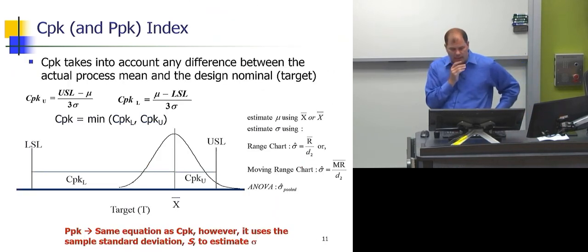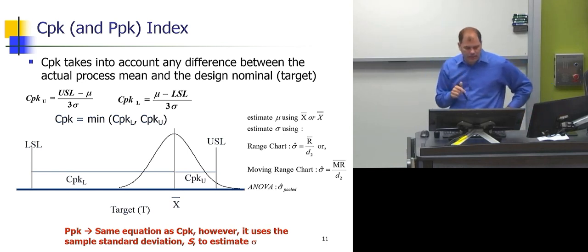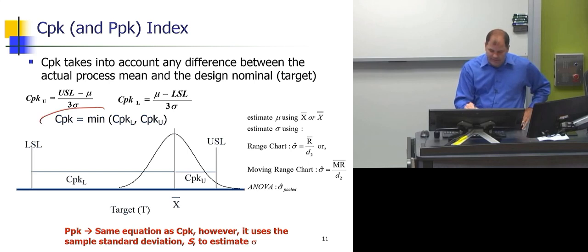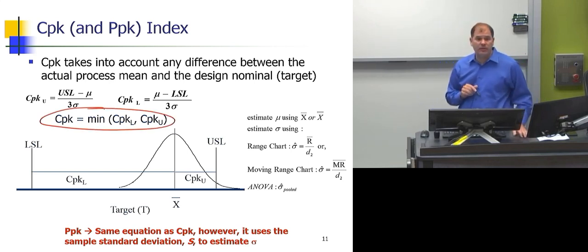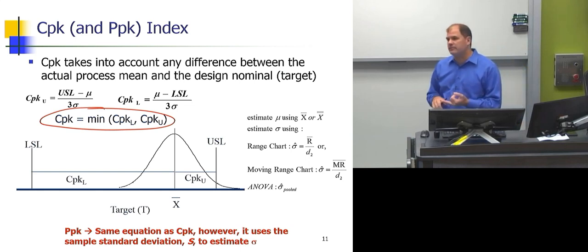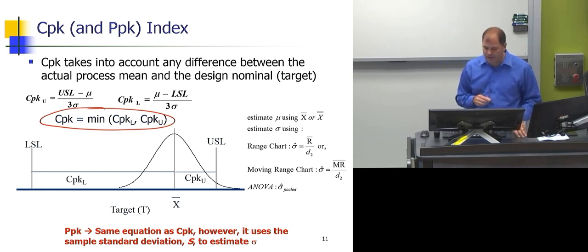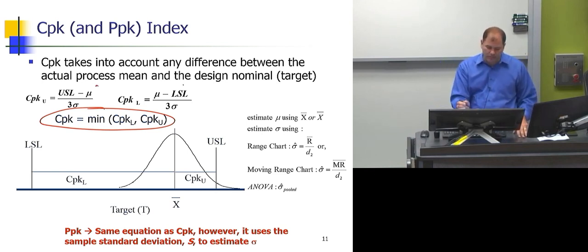Now, I want to take into account the mean. When I want to take into account the mean, I'm going to do a CPK formula. Go through that first. CPK formula is going to be the minimum of the CPK lower and the CPK upper. CPK upper is relative to the upper spec limit. CPK lower is relative to the lower spec limit. I compute both of these numbers, take the minimum value, and that becomes my CPK.